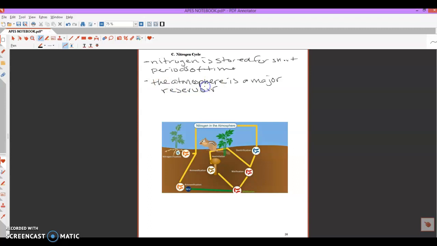Our atmosphere, guys, is roughly 70% nitrogen. It's not mostly oxygen, as you would assume. Our atmosphere is made mostly of nitrogen.